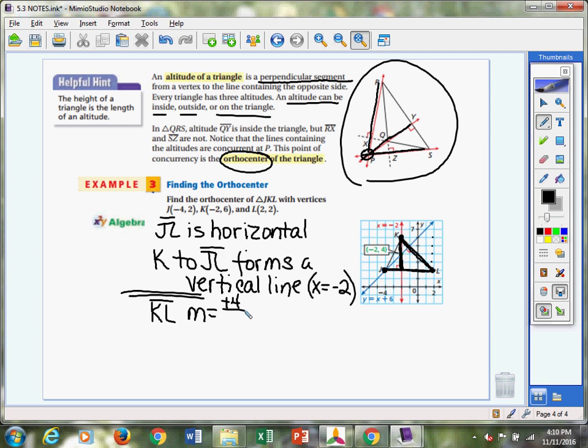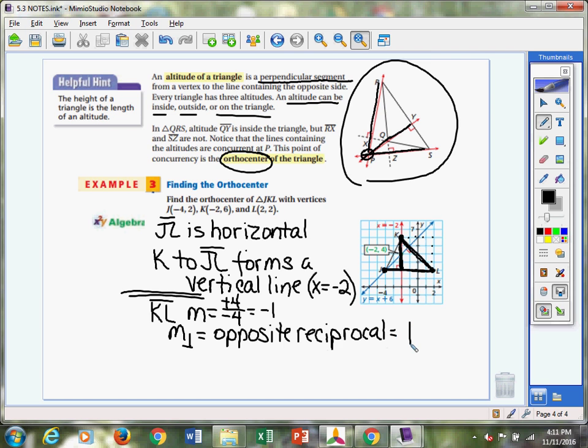If you go left, that's negative 1, 2, 3, 4. So we've got 4 over negative 4. That means KL has a slope of negative 1. Now, a perpendicular line is going to be the opposite reciprocal, okay? So the perpendicular slope would then be the opposite reciprocal of negative 1, which is what? What would be the opposite reciprocal?